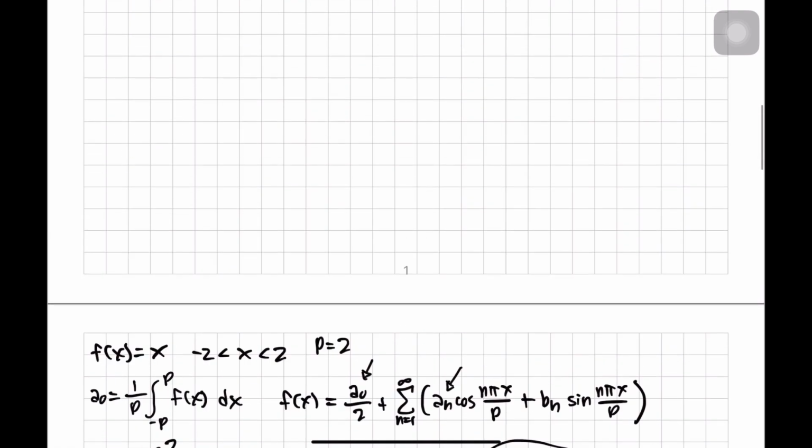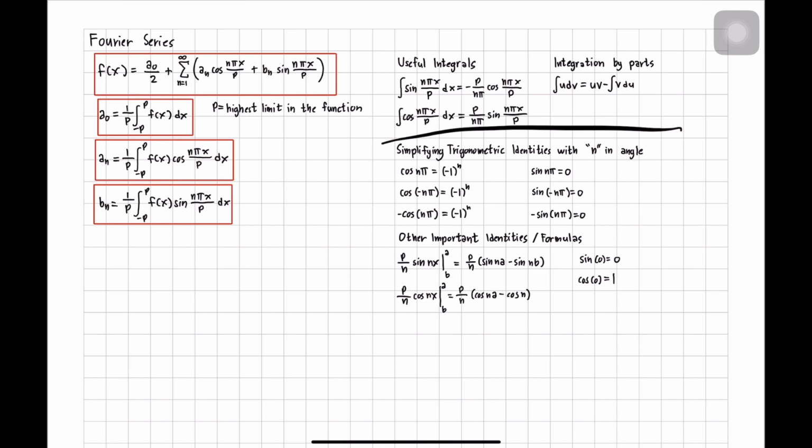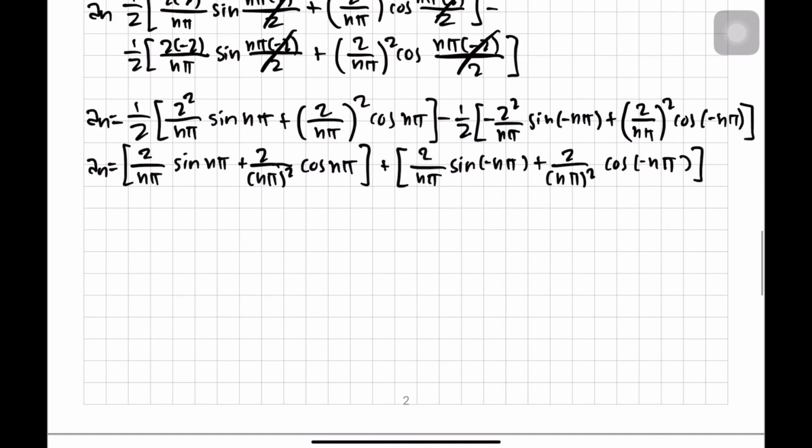It's okay. We're just going to follow this formula right here, simplifying trigonometric identities with n in the angle. As you can see, if it is cosine, and we have n angles here, n pi, regardless of whether it's cosine(n pi) or cosine(negative n pi), the answer should always be negative 1 to the power of n. So if it's cosine, it's automatically negative 1 to the power of n. And then here we have sine: regardless of whether it is sine(n pi), sine(negative n pi), or negative sine(n pi), if it is sine, it is automatically 0. Okay, so if it's cosine, that's negative 1 to the power of n. If sine, it's automatically 0. Okay, so we have here a_n, we have sine.